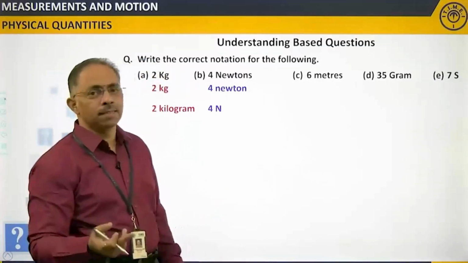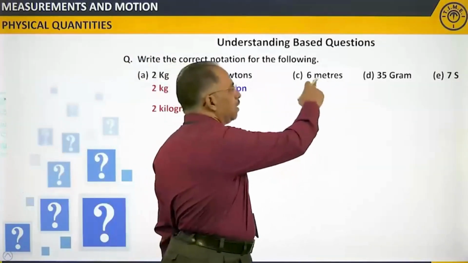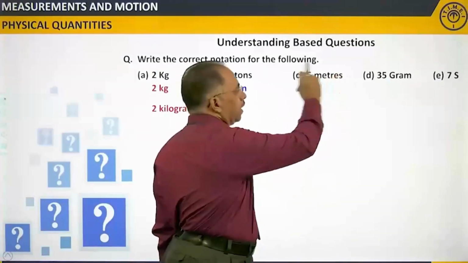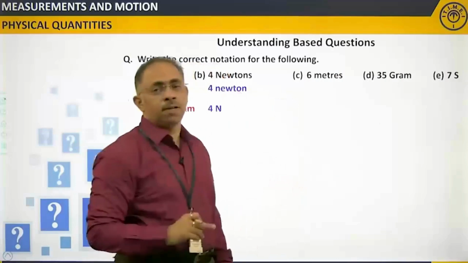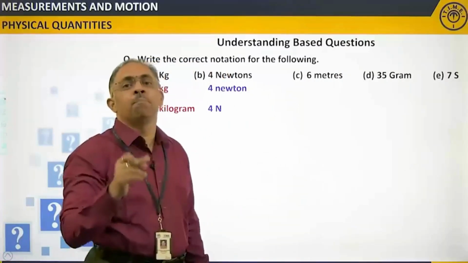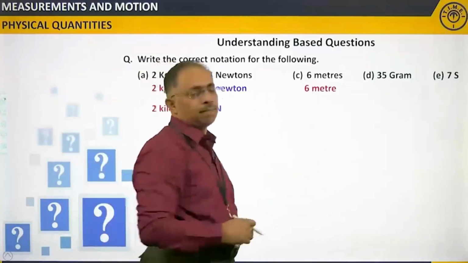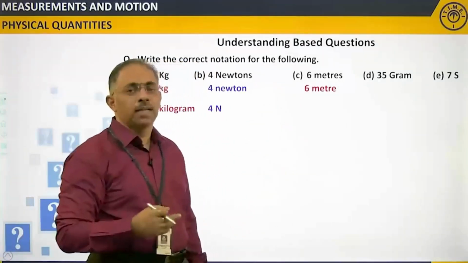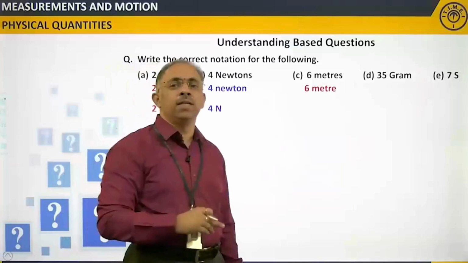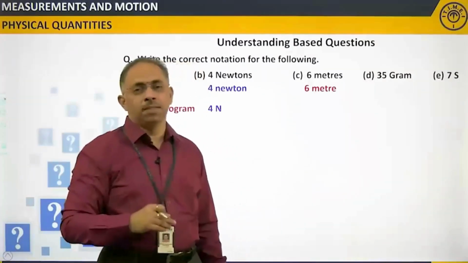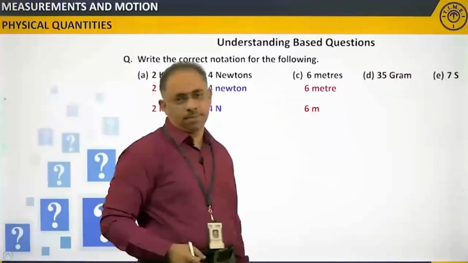Same is the case. Here we have meter, METERES. This S should not be there because it cannot take the plural form. Either I should write 6 meter, or if I want to write only the symbol form, I can write only 6m, that's it.